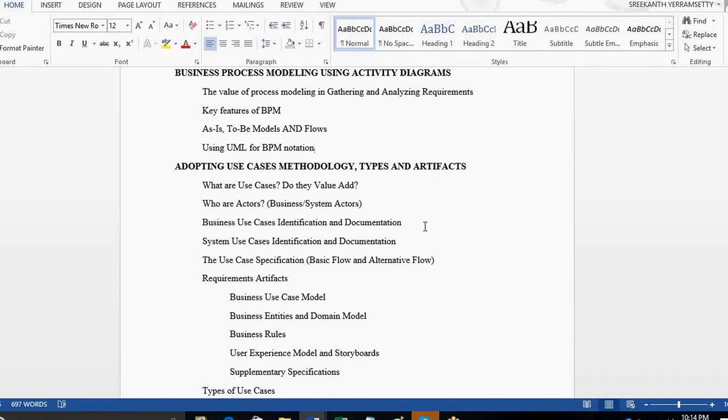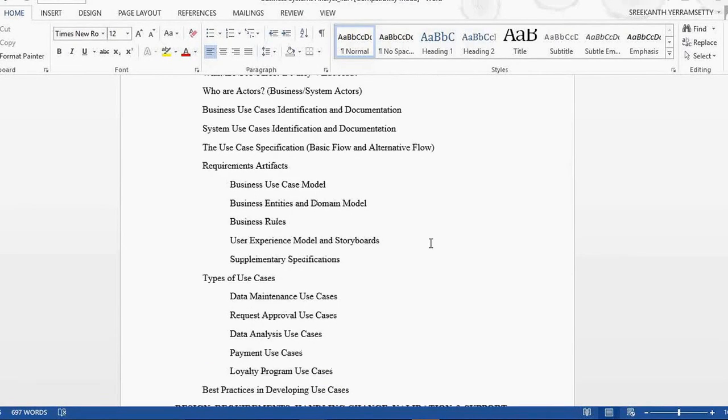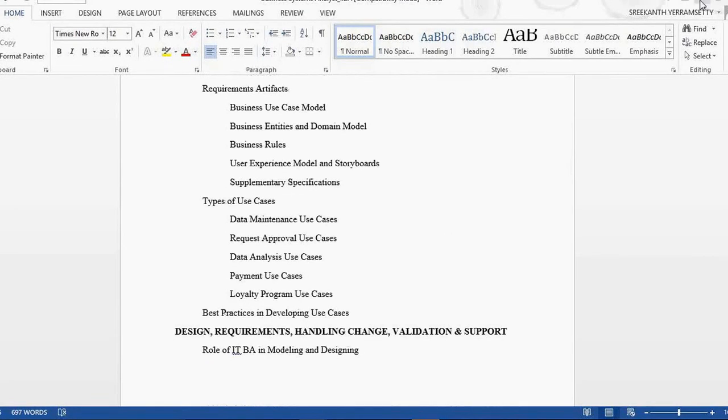Use case is nothing but a chunk of functionality, as we said. This is good. And then the role of a BA. So a BA from the get-go to the finish, they would be ending somewhere.